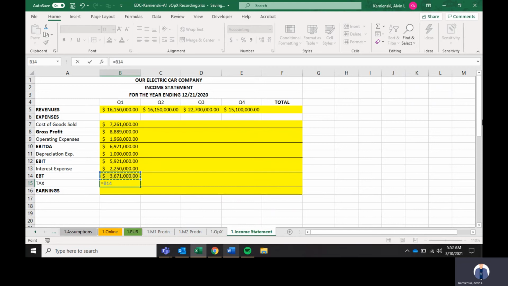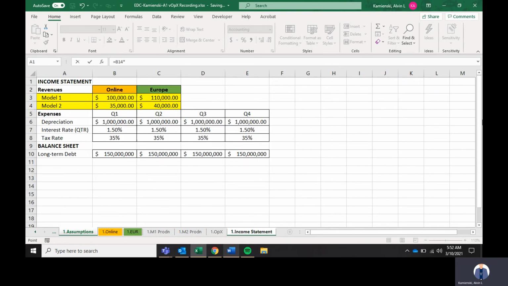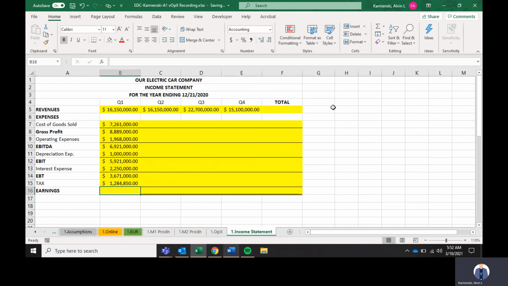Taxes are going to be levied against my EBT. So my EBT, earnings before tax, multiplied then by the assumption that I make of paying tax at 35%, tells me my tax bill at the end of quarter one should be $1.284 million. And then my earnings is simply equal to my earnings before tax, subtract away my tax.